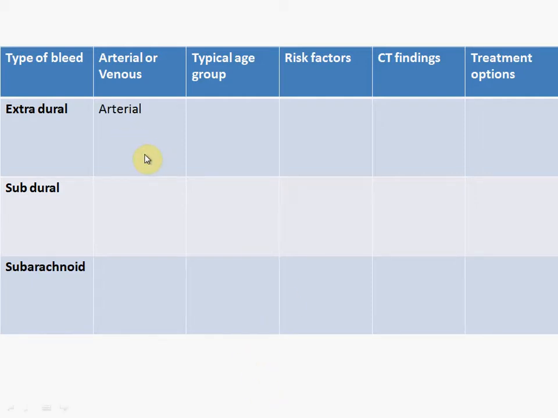Okay, so extradural, arterial or venous? Well, we found that these were arterial. The typical age group is usually young men. The risk factors: well, trauma, sporting accidents, car accidents. It's usually 90% of them associated with a fracture.